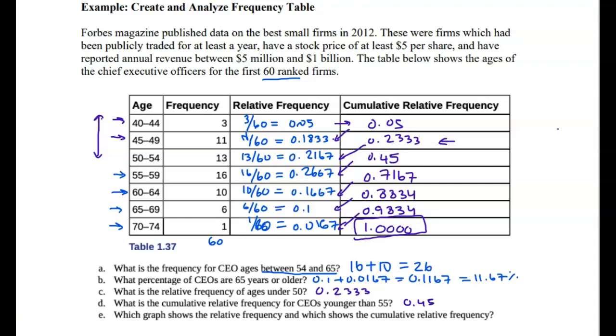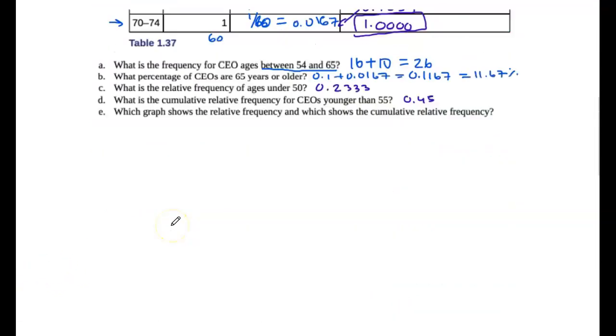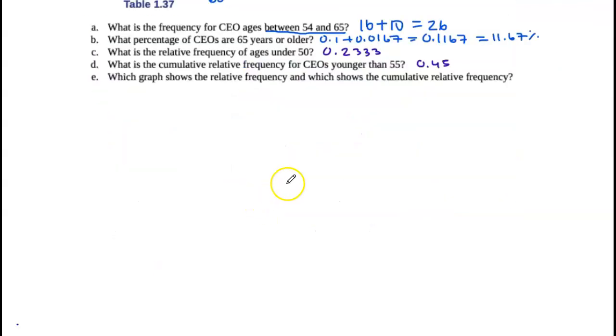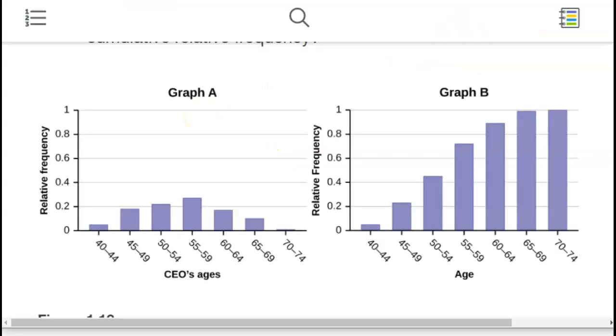All right, and part E, which graph shows the relative frequency and which shows the cumulative relative frequency? I don't have those graphs here. Let me see if I can find them. All right, so back to that question. I found the graphs. Okay, so here are the 2 graphs that go with that problem, graph A and graph B.